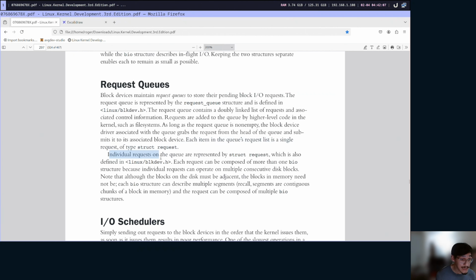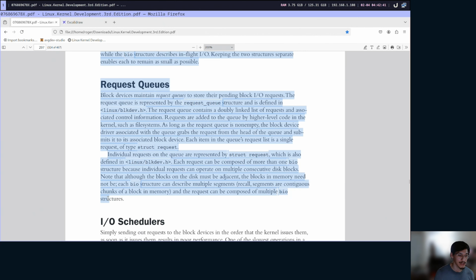Individual requests on the queue are represented by struct request, which is also defined in linux/blkdev.h. Each request can be composed of more than one bio structure because individual requests can operate on multiple consecutive disk blocks. Note that although the blocks on the disk must be adjacent, the blocks in memory need not be. Each bio structure can describe multiple segments. Recall segments are contiguous chunks of blocks in memory. Okay? And the request can be composed of multiple bio structures.